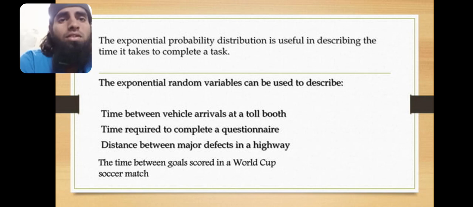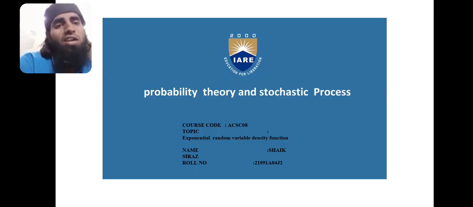In this PPT we learn that the exponential random variable can be used to describe time between vehicle arrivals at a toll booth, time required to complete a questionnaire, distance between major defects in a highway, the time between goals scored in a World Cup match. The exponential probability distribution is useful in describing the time it takes to complete a task. So we learn about time management and the exponential random variable density function.